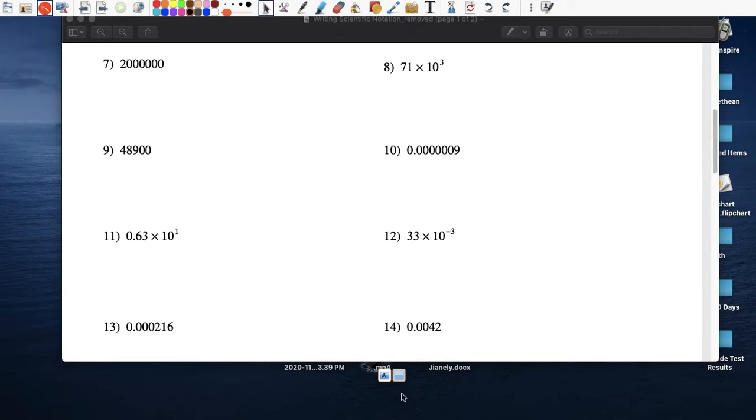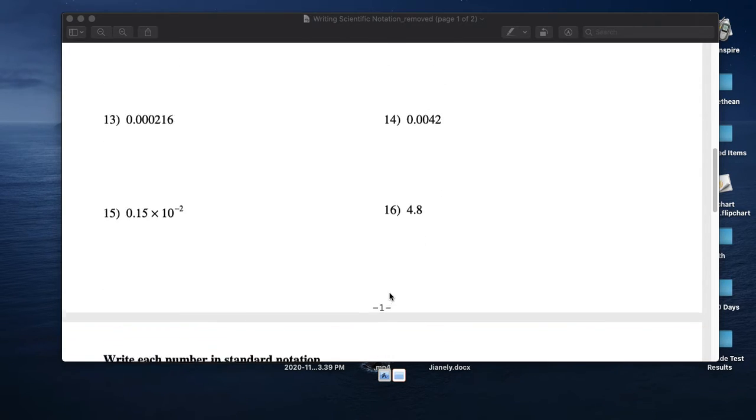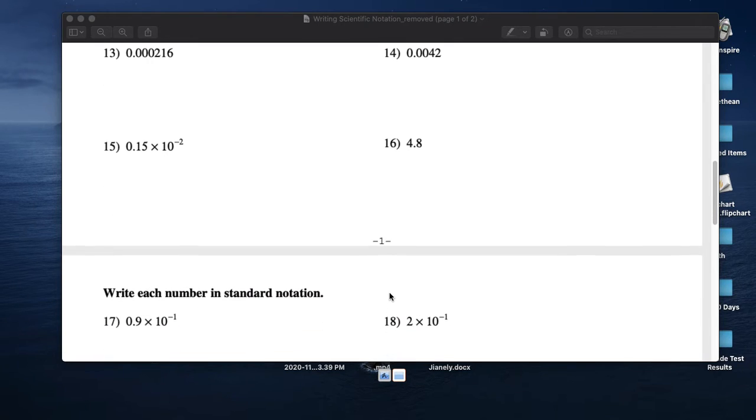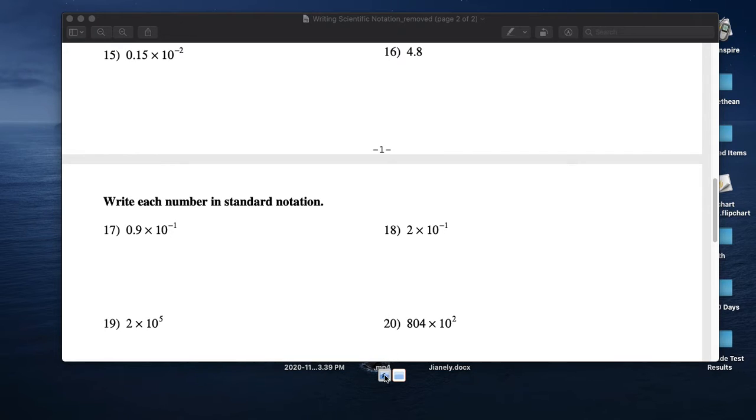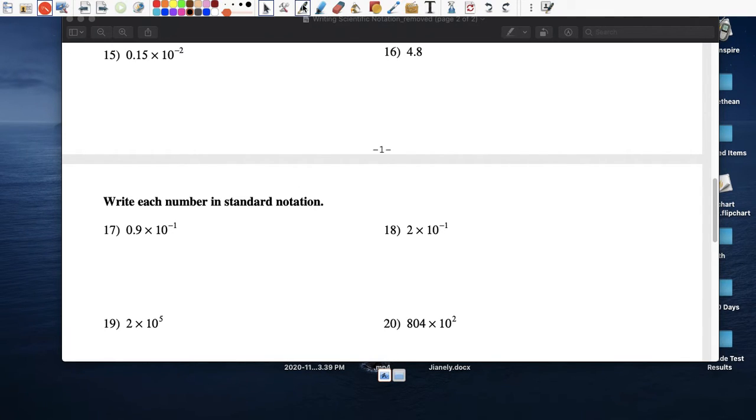14. Okay, it's going to be shorter than I thought it was. 15. Let's finish those 2 on the top. Okay. So we have 0.15, so the decimal is going to move to the right, and this is going to go to negative 3.